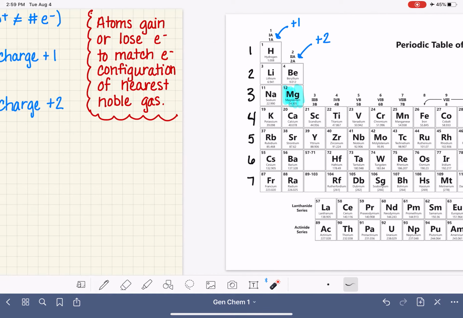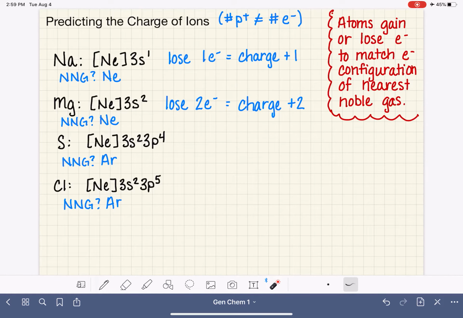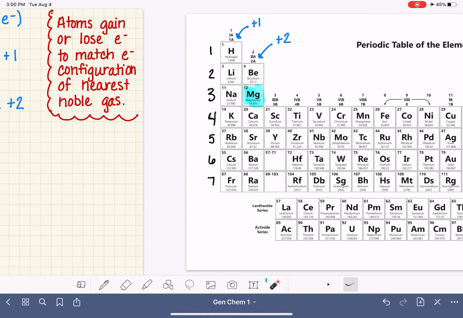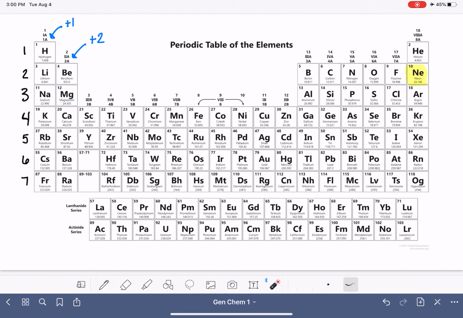Let's take a look at example number 3. For example number 3, we are looking at sulfur and its nearest noble gas, argon. Let's go back to our periodic table again, and let's change our highlighting. So we want to focus on sulfur, which is right here, trying to match up with argon, which is right here. So now we have kind of a different situation.